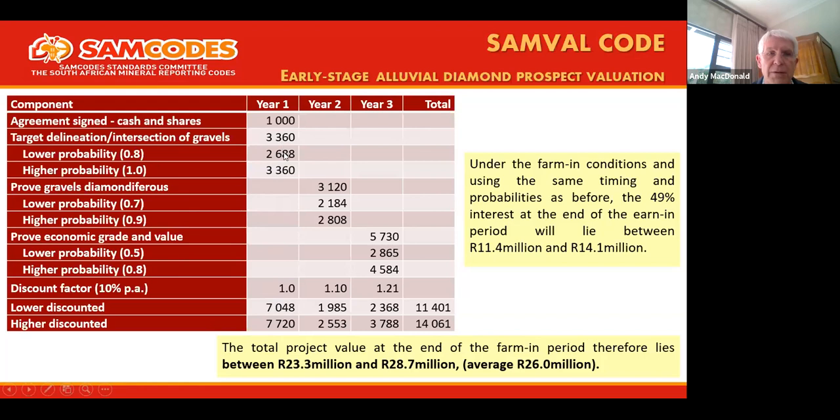So 3360 times 0.8 or times 1, etc. Applying the discount factors here, then I get lower or higher discounted values at each stage. And then this gives me the totals here. So I'm looking at a figure of between 11 and 14 million rand for the 49% interest that I've gained, which then means the entire project value is between 23 and 28 million rand. And I've just taken an average at this stage for reference purposes.